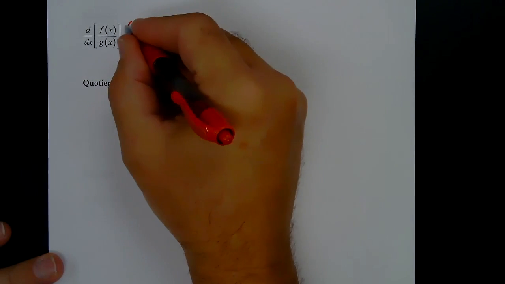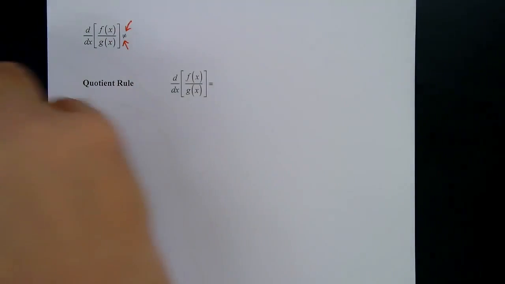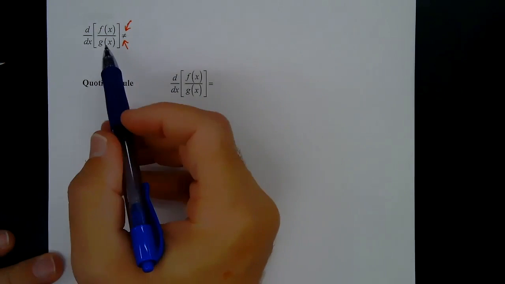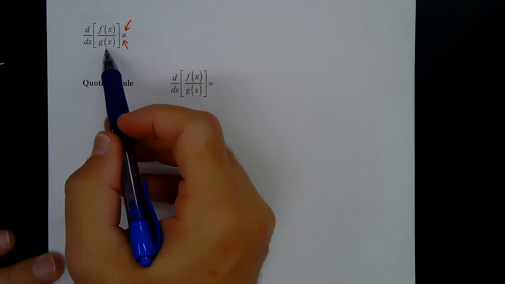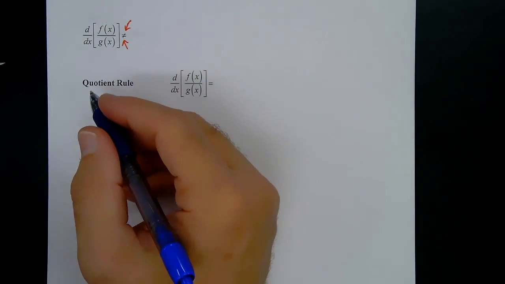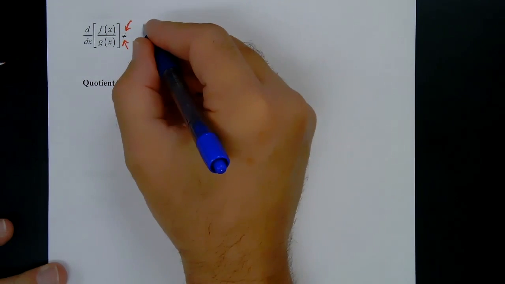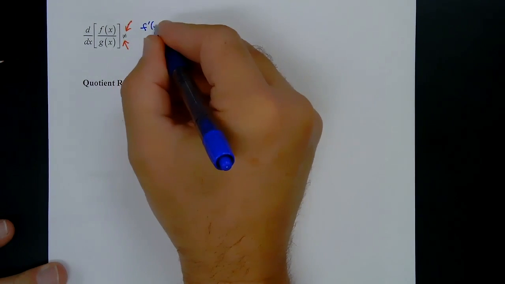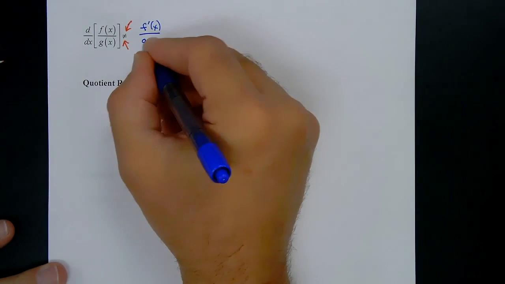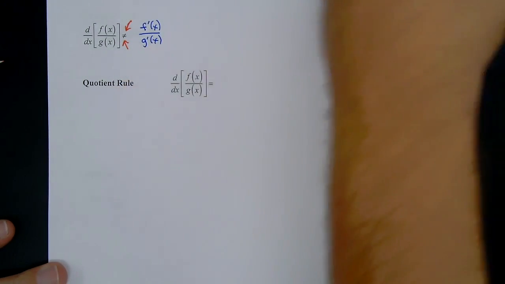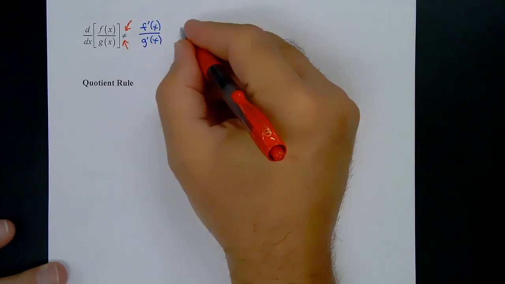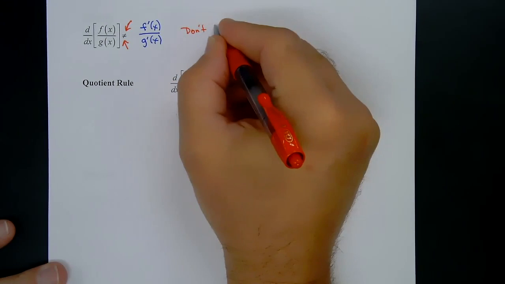All right. So now we're going to take a look at what the quotient rule is. And I want to point out once again, this is a not equal. So the derivative of f of x over g of x does not equal f prime of x over g prime of x. It does not work. Don't do this.